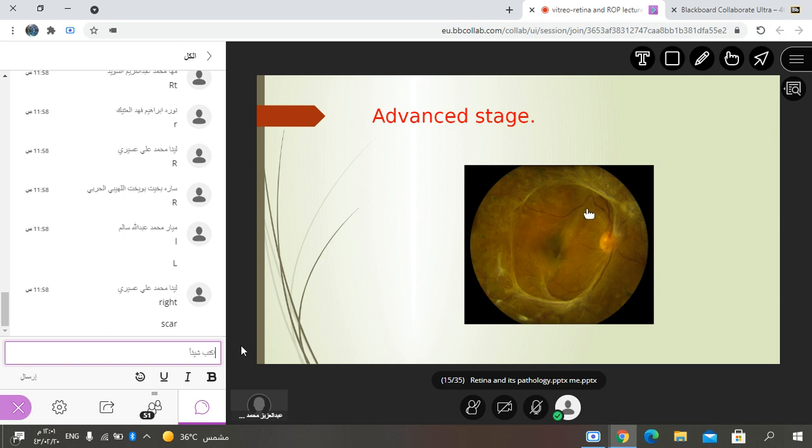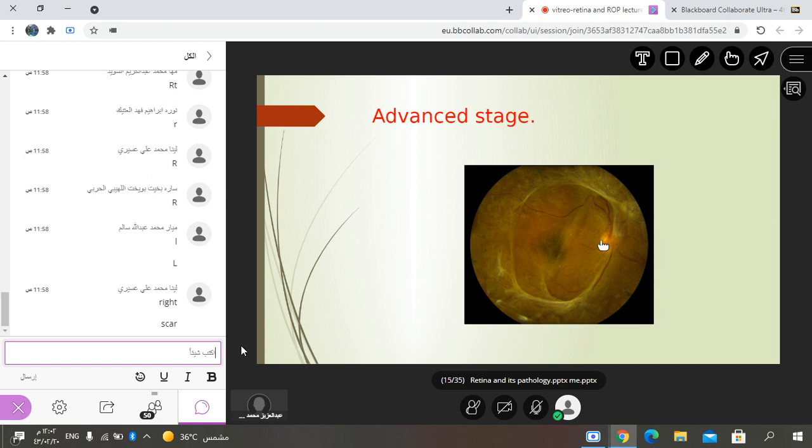So in this stage, we call it tractional retinal fibrosis, proliferation, detachment. All of these are the same, but this is tractional diabetic retinopathy. If this traction results in a break, and this break brings fluid inside and detaches the retina, this is called combined tractional rhegmatogenous retinal detachment.